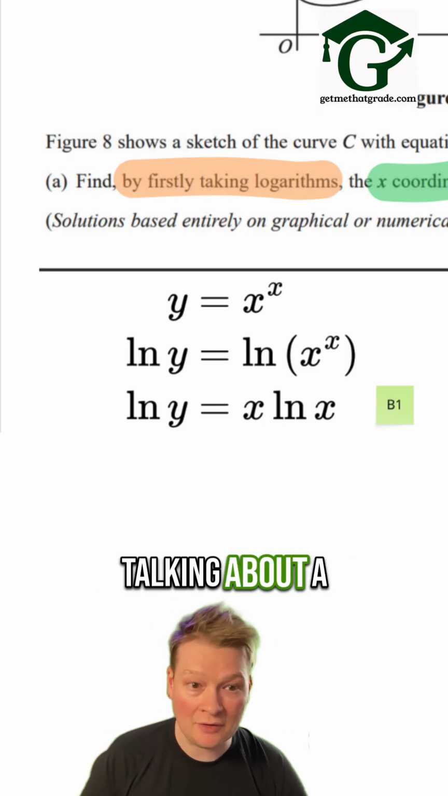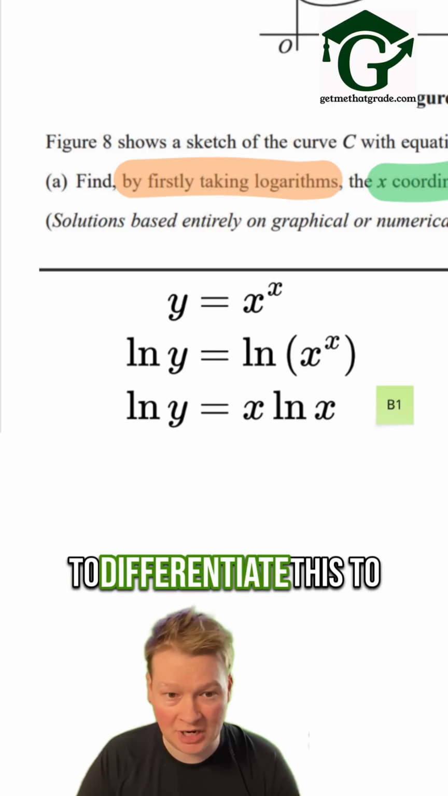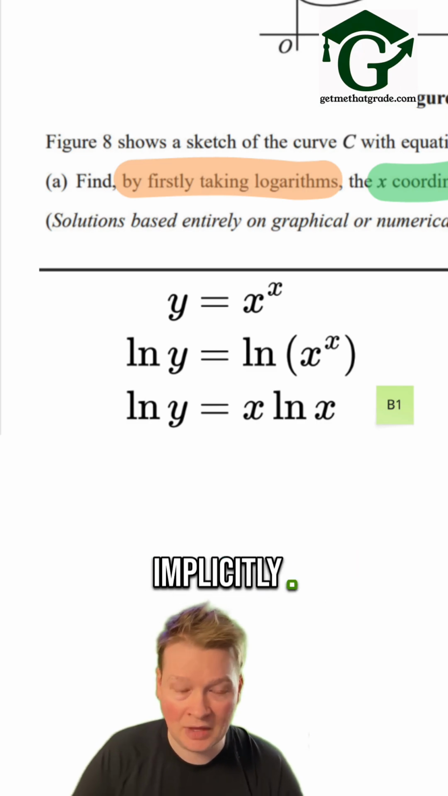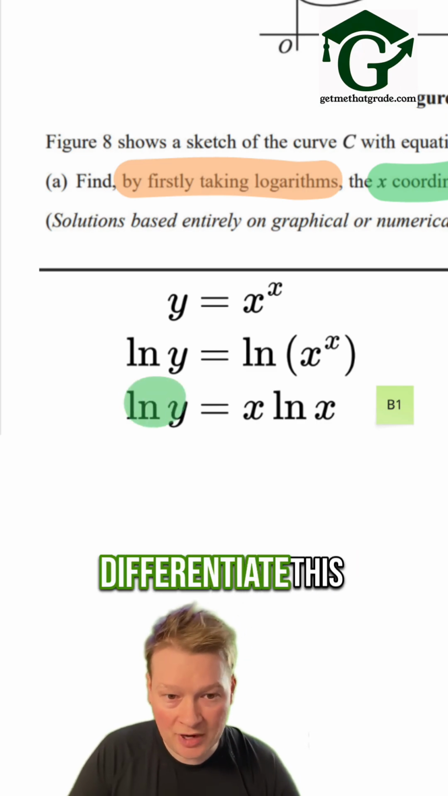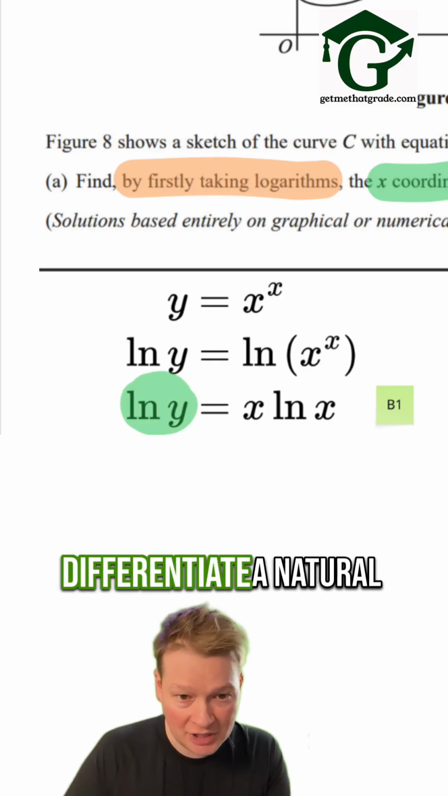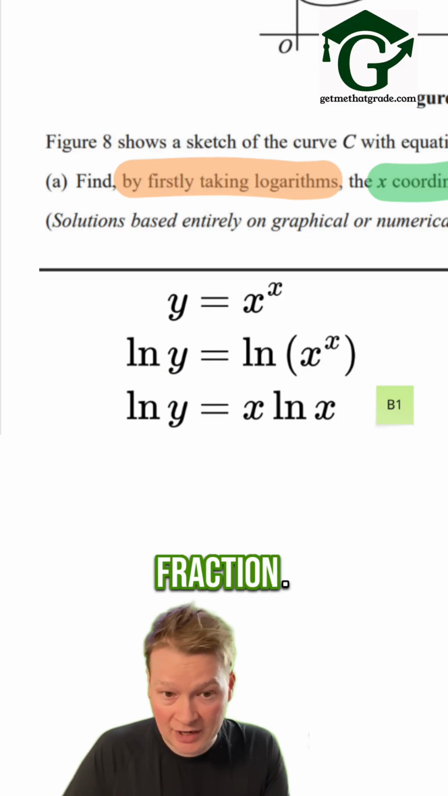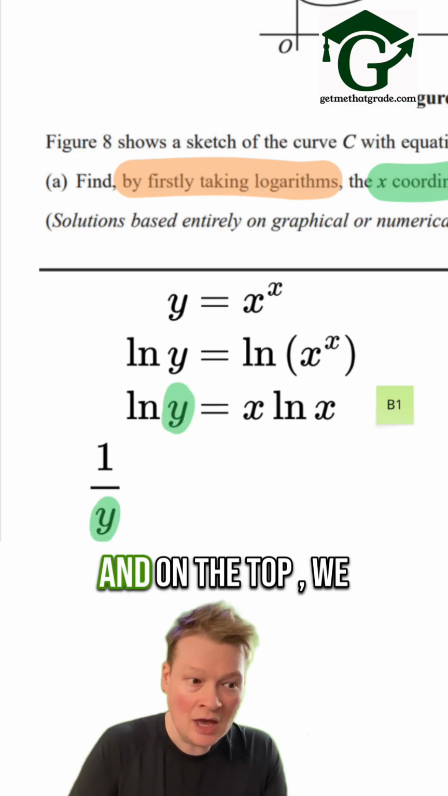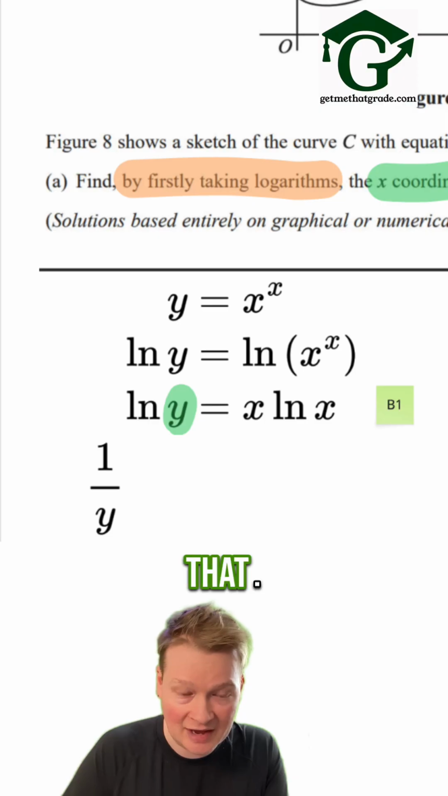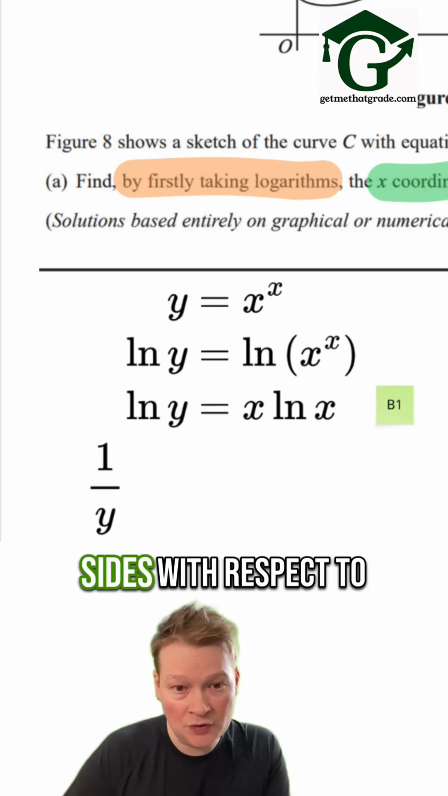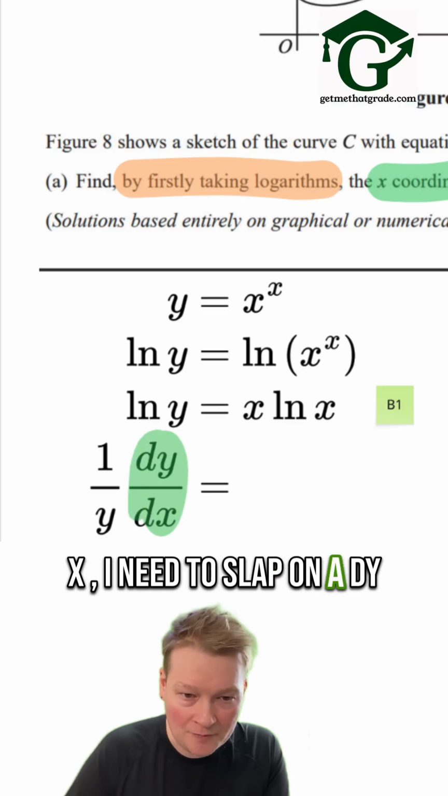Next, because it's talking about a turning point, we need to differentiate this to find dy by dx. To do that, I'm going to differentiate implicitly. How do I do that? Well, I just differentiate this natural log of y normally. When we differentiate a natural log, we write it as a fraction. On the bottom of the fraction, we simply copy and paste the argument of the natural log, and on the top, we simply differentiate that. If you differentiate y with respect to y, you get 1. Now, because I'm differentiating both sides with respect to x, I need to slap on a dy by dx after that.